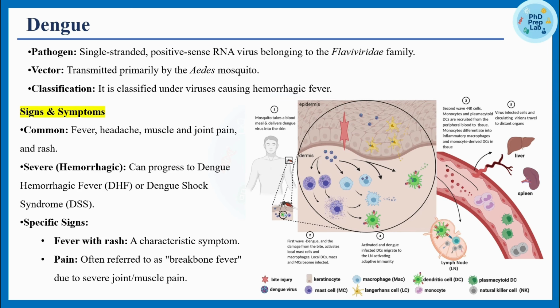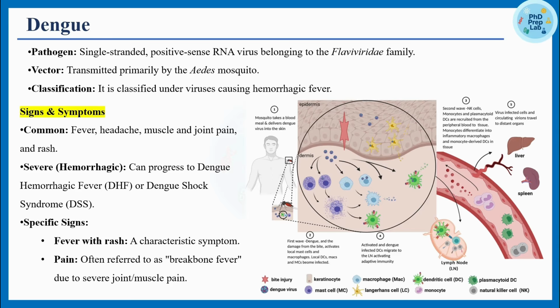Then after that, the second wave of dengue hits, which recruits the natural killer cells and the monocytes. The dendritic cells are recruited from the peripheral blood to tissue. The monocytes differentiate into inflammatory macrophages and monocyte-derived dendritic cells in the tissue. Then the activated dengue-infected dendritic cells migrate, and it activates the adaptive immunity.